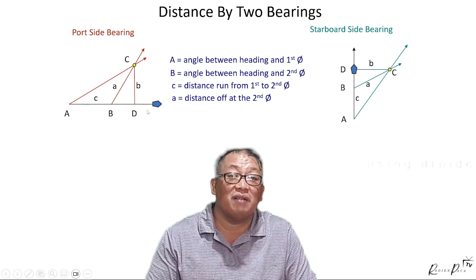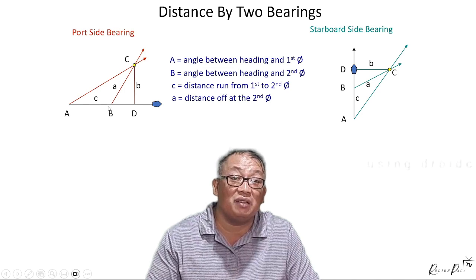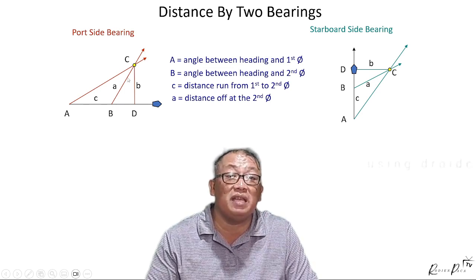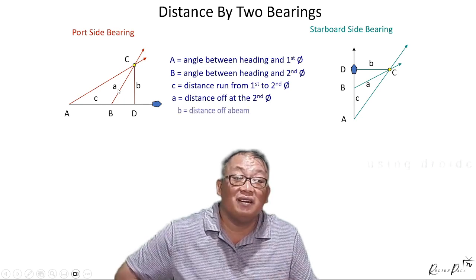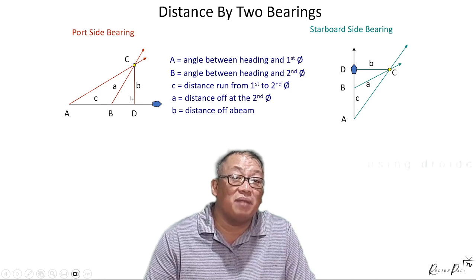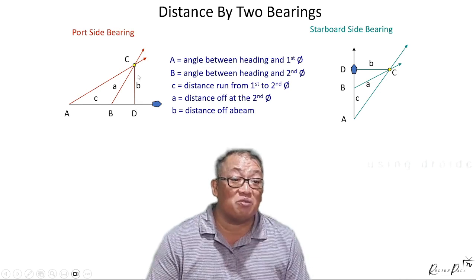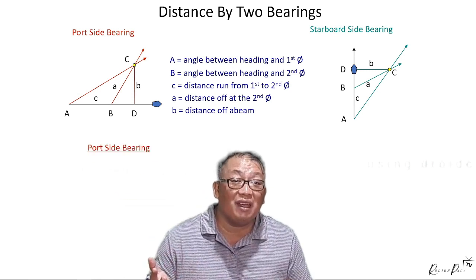This is a letter C, which is the distance run from first bearing to second bearing. Of course, the distance of the second bearing, which is B to C, is named as A, alpha. The distance abeam, the letter B, bravo, small letter B, is the distance when the vessel is abeam the lighthouse. Okay, so port side bearing.